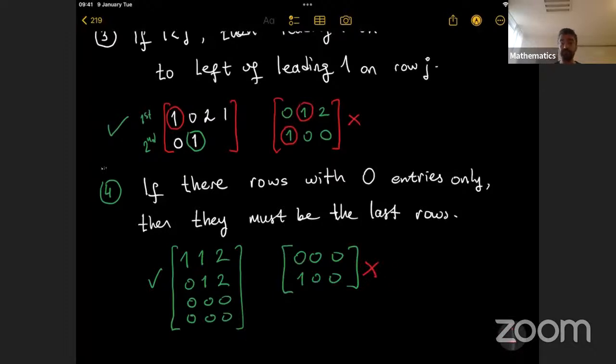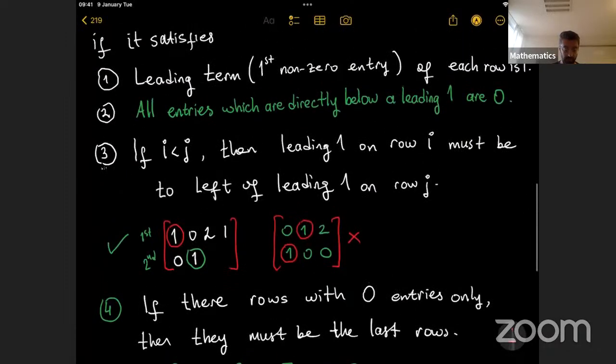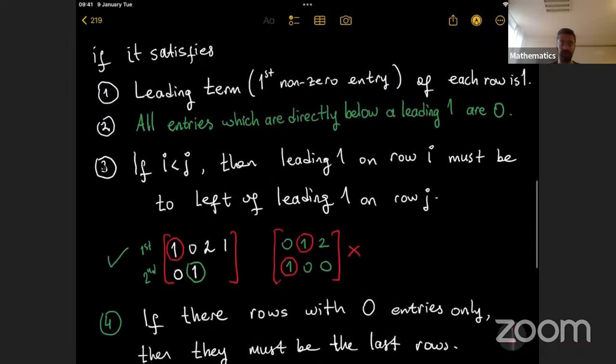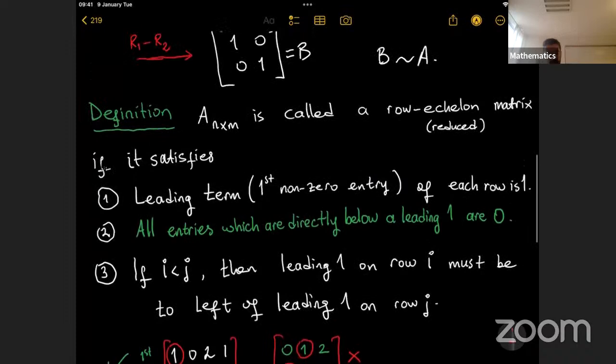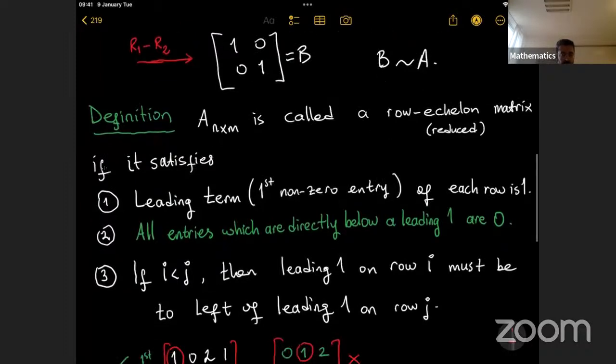All right, so these are the rules. And if a matrix satisfies all these properties, then it's called in row echelon form. And our purpose is to take any matrix and, by using some elementary row operations, reduce it to row echelon form. We will try at least this, okay?